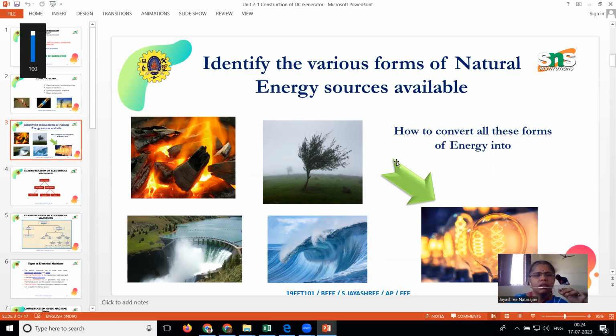One is heat. When coal is burnt, it produces heat. This heat can be converted into electricity, that is a thermal power plant. This heat is used to boil the water, which produces steam. That steam is used to run the turbine. That mechanical power, that is rotation of a turbine, is converted into electricity using a generator. This is one form of energy conversion.